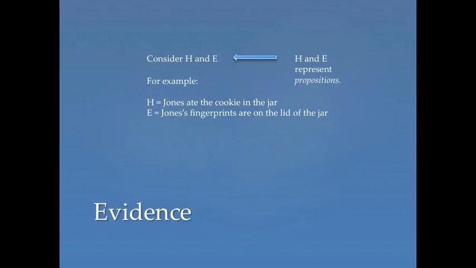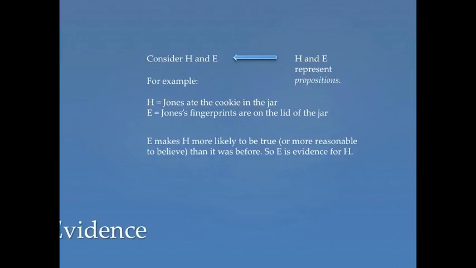But you need some evidence for this hypothesis. Why should you believe this hypothesis? Well, suppose you find Jones's fingerprints on the lid of the jar. This is evidence that Jones is the one who took the cookie. After all, that Jones's fingerprints are on the lid of the jar makes it more likely or more reasonable to believe that he's the one who took the cookie.